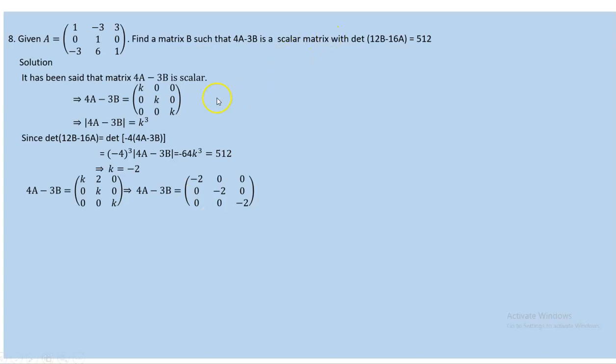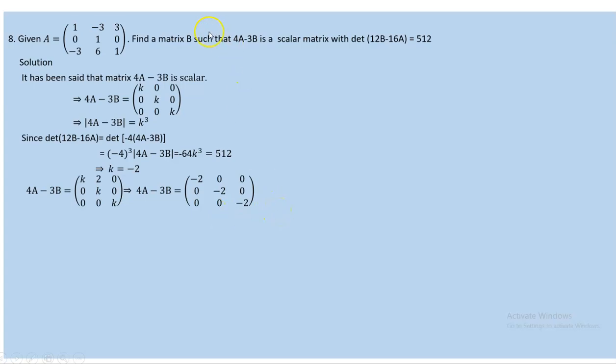Look, you have been told that 4A minus 3B is a scalar matrix having diagonal entries k, k, k. So in place of this k, we are going to put minus 2 throughout. Here I just have written number 2 wrongly. Please make this to be 0, because this is wrongly written. Make it 0, please. This is 0 as it was stated here. So it is corrected as you see here. So 4A minus 3B is going to be, as you see, minus 2 0 0, 0 minus 2 0, 0 0 minus 2.